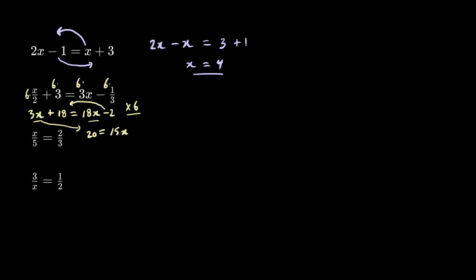And now we have x's on one side and numbers on the other, and all we have to do now is to divide both sides by 15. So we have x is equal to 20 over 15. And always reduce. We're going to divide top and bottom by 5. So we have 4 over 3. And that is your final answer.